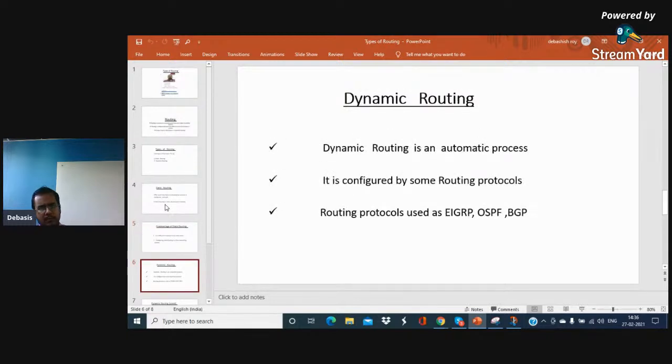So what is the solution? The solution is dynamic routing. Dynamic routing, as it says, is an automatic process.